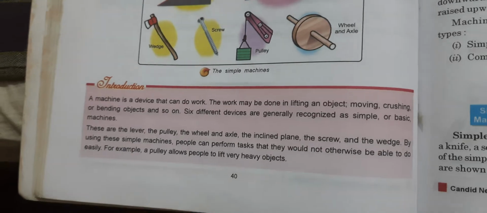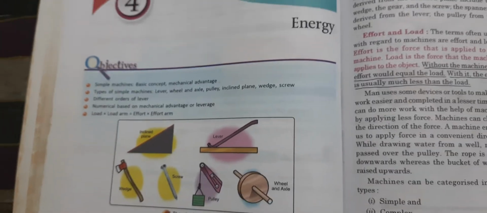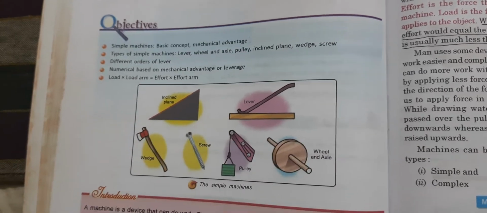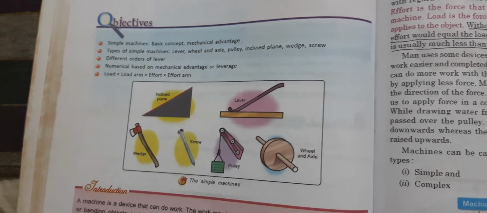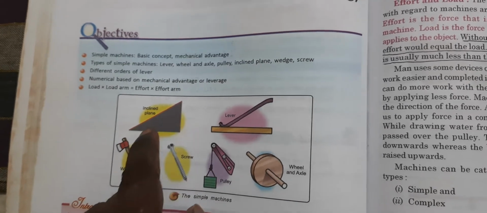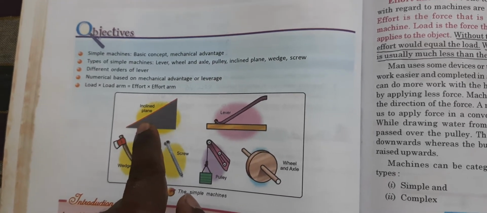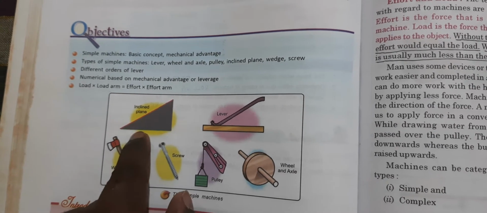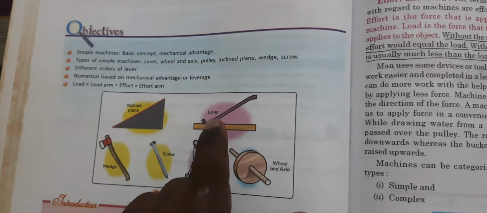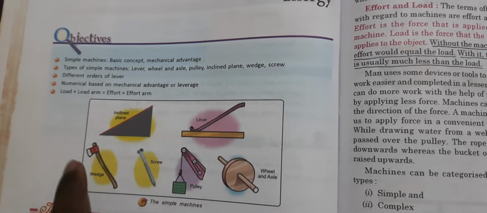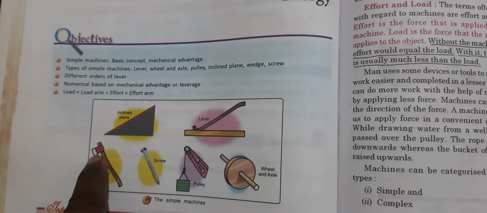Now you also have it in your book, and as you can see in the cover page of this chapter, you have been shown some machines. Now these are each a machine. This is an inclined plane, a slope which is inclined. Incline means a slope which makes an angle with the horizontal surface. Then you have a lever, and this is a wedge. Wedge is any sharp tool.